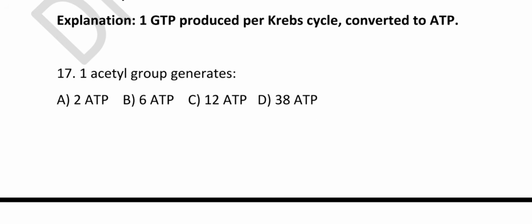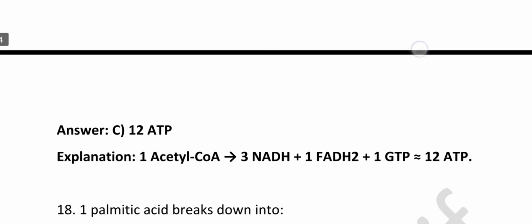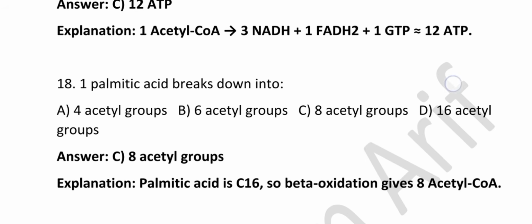1 acetyl group generates, correct answer is option C, that is 12 ATP, because 1 acetyl coenzyme A produces 3 NADH, 1 FADH2 and 1 GTP, which is equivalent to 12 ATP. 1 palmitic acid breaks down into, correct answer is option C, that is 8 acetyl groups, because palmitic acid is carbon 16, so beta oxidation gives 8 acetyl coenzyme A.